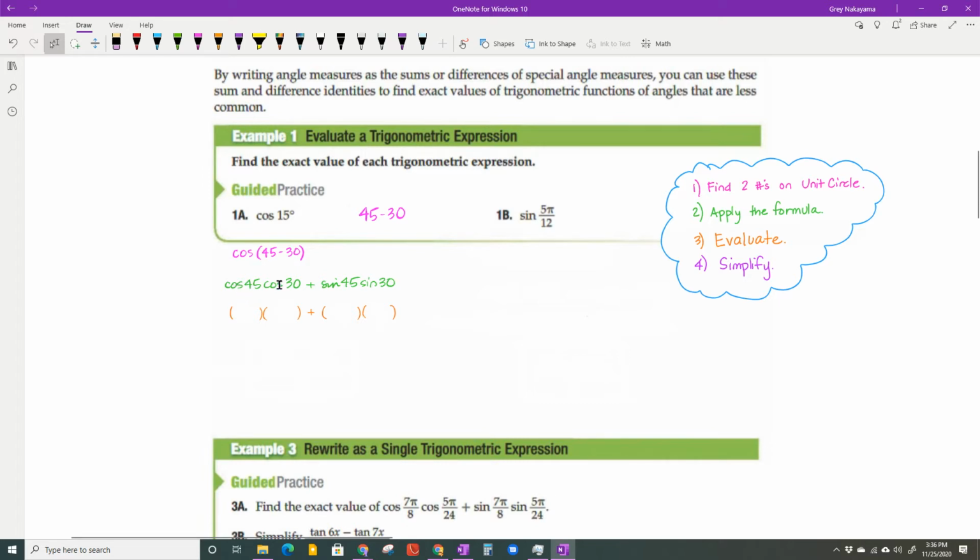What's the cosine of 45? What's the cosine of 30? Okay, using your unit circle, you should know that. Cosine of 45 is square root of 2 over 2. Cosine of 30, square root of 3 over 2. Sine of 45, and the sine of 30.